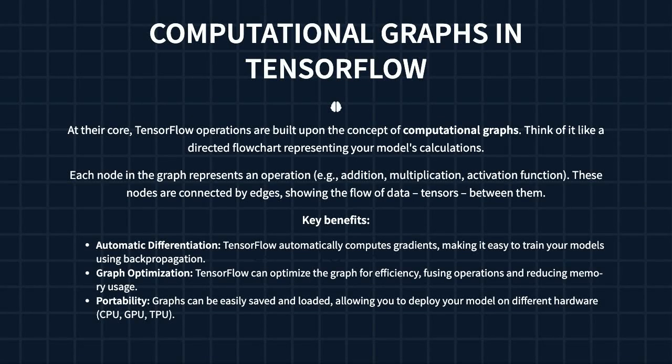Okay, let's talk about the heart of TensorFlow: computational graphs. Imagine a really detailed flowchart that outlines every calculation happening in your machine learning model. That's essentially what a graph is. Each step, like adding two numbers or applying an activation function, is represented as a node. These nodes are linked together with arrows, showing exactly how data flows from one operation to the next.